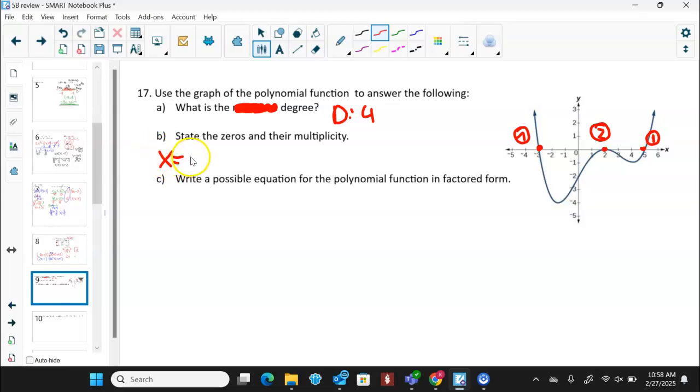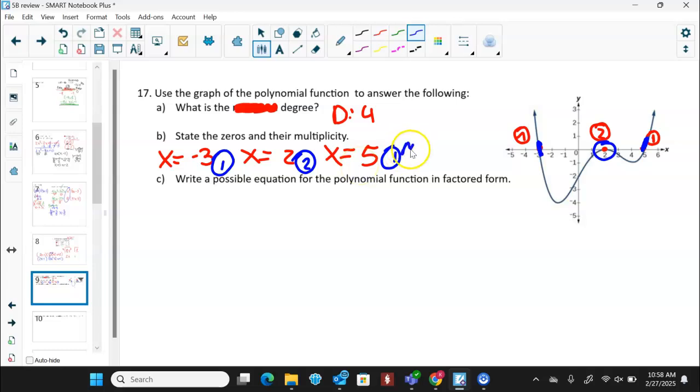Again, we're going to have x equals -3, x equals 2, and x equals 5. And their multiplicity, we just did that here. At this one, I got a slice, so that's a multiplicity of 1. Here I got a bounce, so that's a multiplicity of 2. And here I got a slice again, so that's a multiplicity of 1. Remember, multiplicity means how many x's or how many answers do I have in one point. And then write a possible equation.